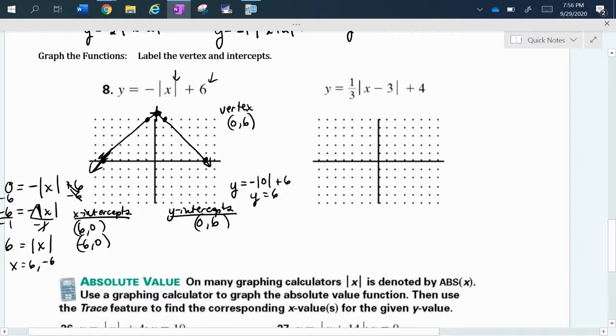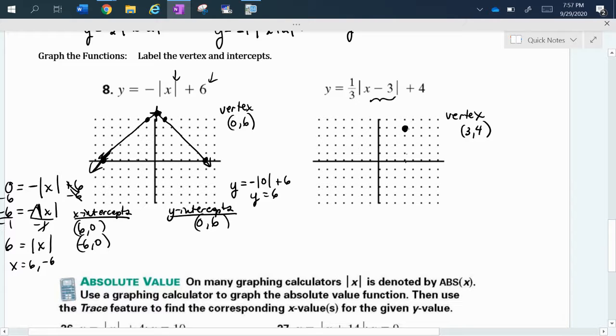So the next one says 1/3 times the absolute value of x minus 3, plus 4. So I'm going to state my vertex. I see my (h, k) is (3, 4). Remember, if it says x minus 3, then that means the vertex is shifted to the right 3 units. So I'm going to go 1, 2, 3, and then up 1, 2, 3, 4, and make a vertex. And I see that my a is 1/3.